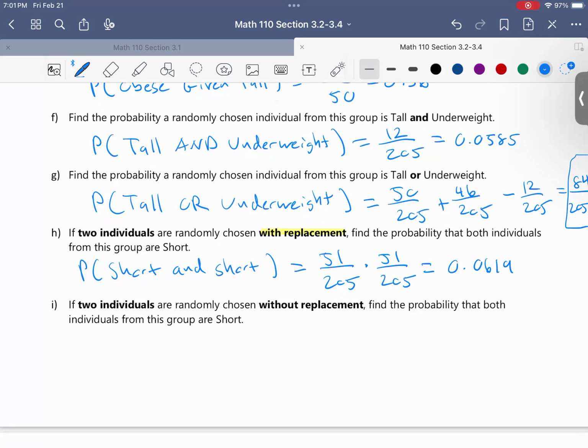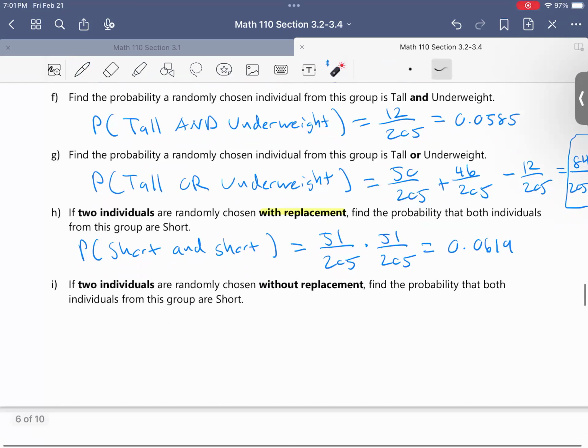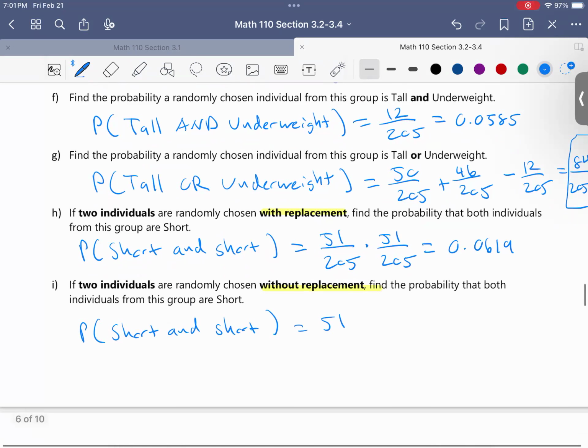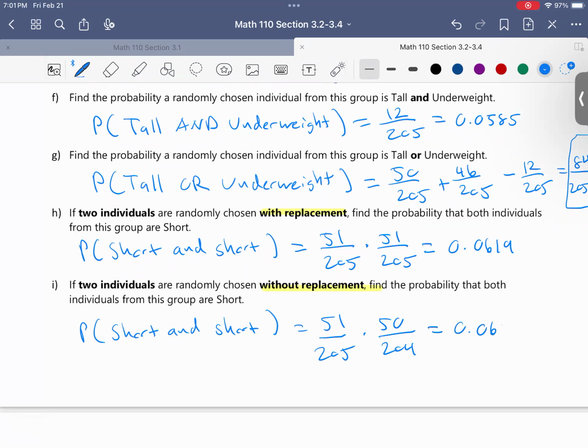And now, same situation, but without replacement, meaning once I draw that first person, I'm not going to be able to put them back into the pile. So same thing, probability of short and short. My probability of selecting someone short right away is still 51 over 205, but I can't put that person back in. So I'm going to be losing one short person. So 50 over 204. Our total decreases as well. And so this becomes 0.0610.